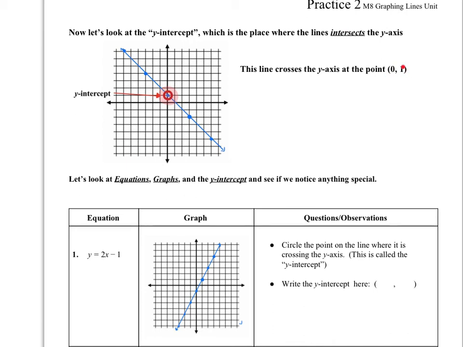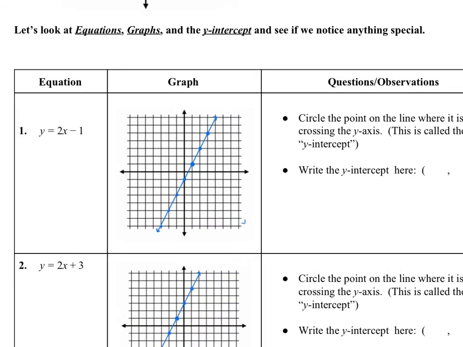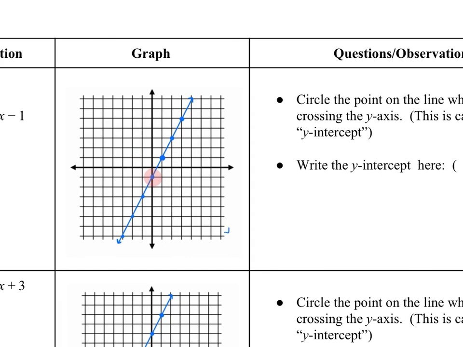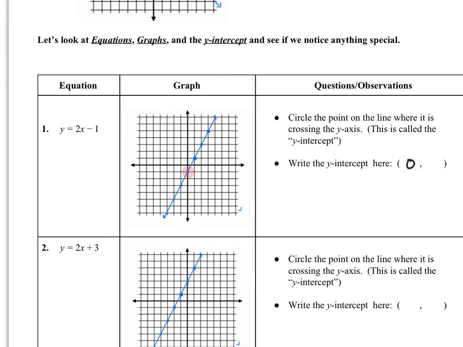And then we're going to be writing our points in this format: x, y. So if we just do that first example, my y-intercept would be right here, which would have a coordinate of (0, -1). So that's what you'll be doing for this section.